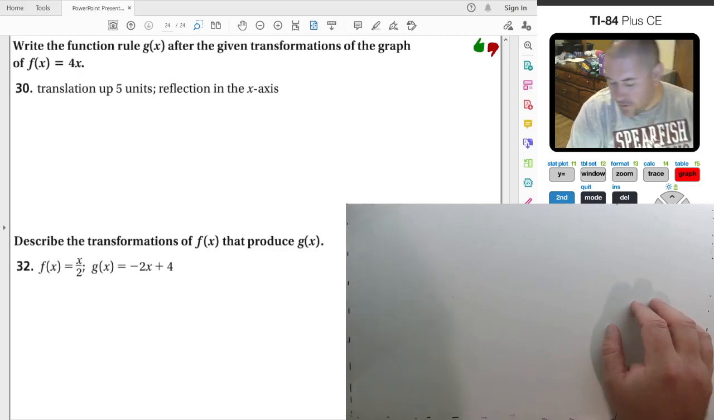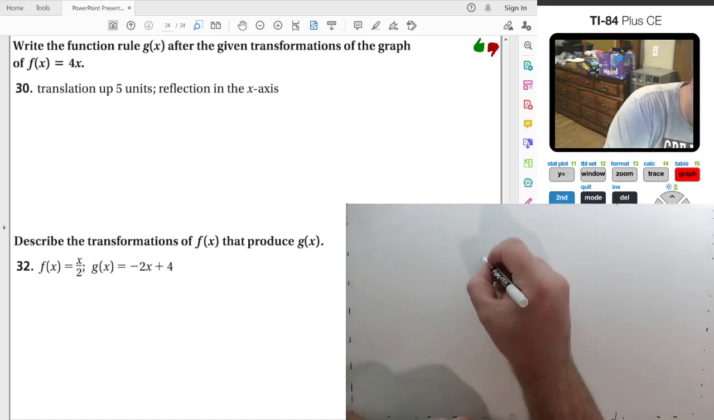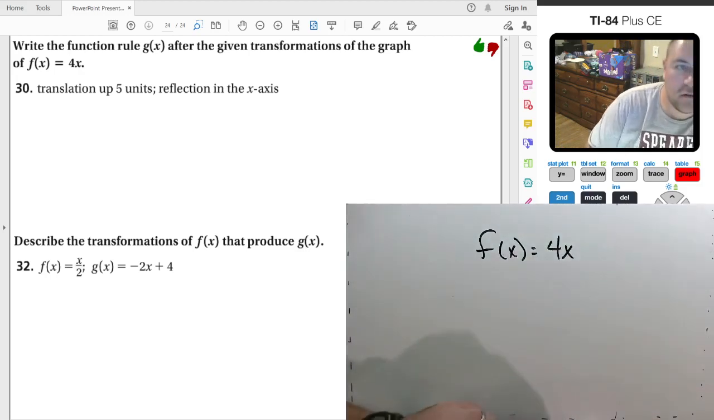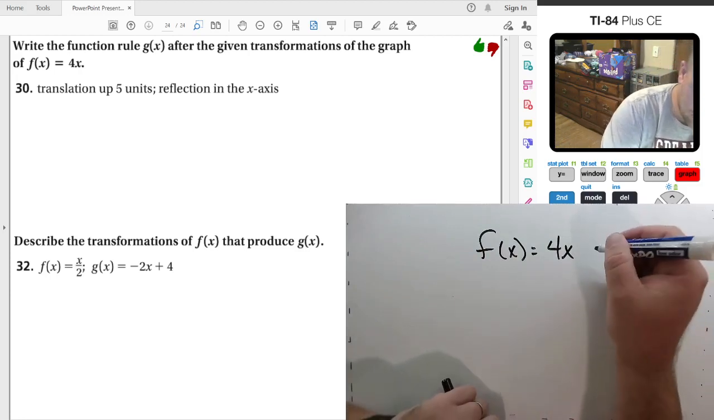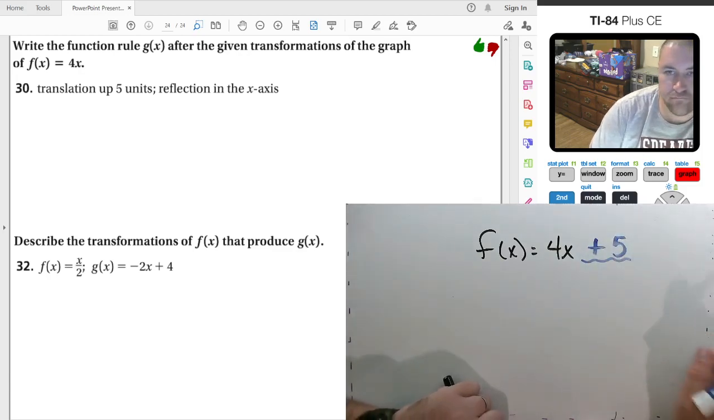I hope you actually did that. So, if we start with f of x is 4x, and I'm going to translate it up 5 units. I go over to the K spot and I put plus 5. Nice and easy.